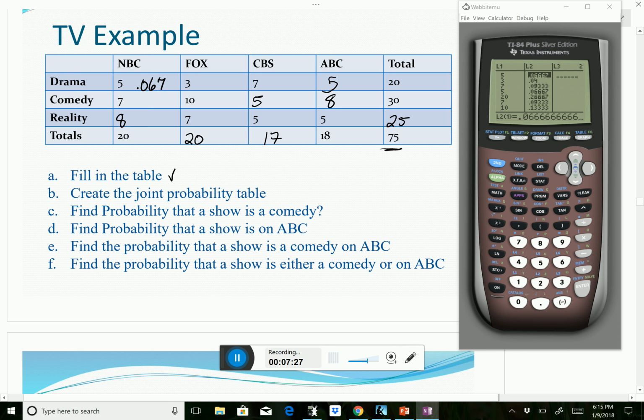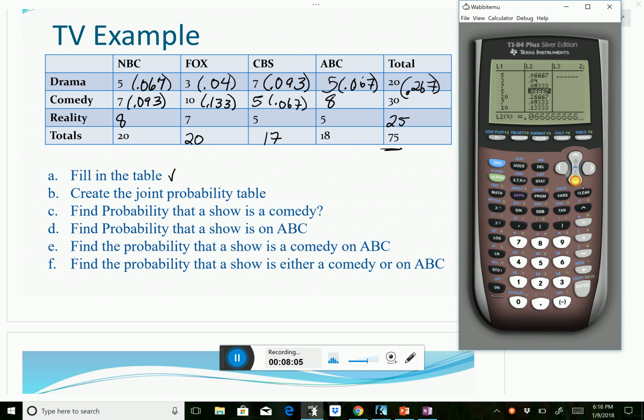0.067, 0.04, 0.093, 0.067. This is easier than, that's a 0, doesn't look like it. And 0.267. Okay, so this is 0.093. This one is 0.133. 5 is 0.067.